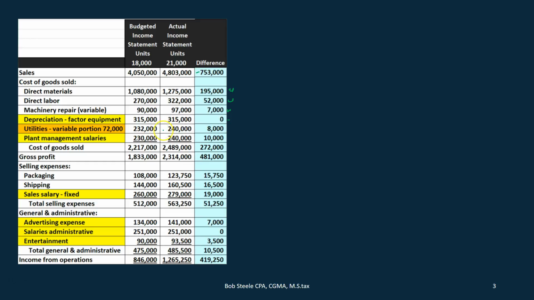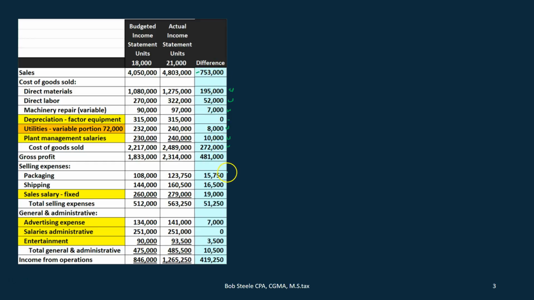Utilities, this is what we budgeted. This is what actually happened. It looks unfavorable. What actually happened is higher in terms of the expenses. Plant management salaries, this is what we budgeted. This is what actually happened. What actually happened is higher. That's bad for expenses. Total cost of goods sold is higher in the actual than what we budgeted for. And gross profit is going to be higher as well, and that's actually good because that's going to be the sales less the cost of goods sold.